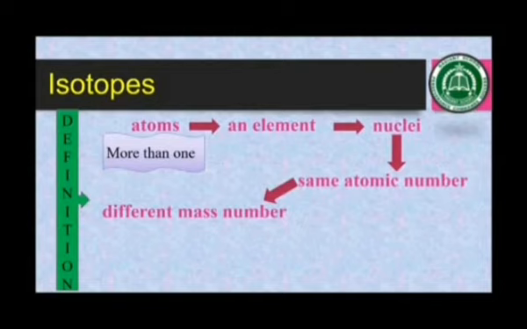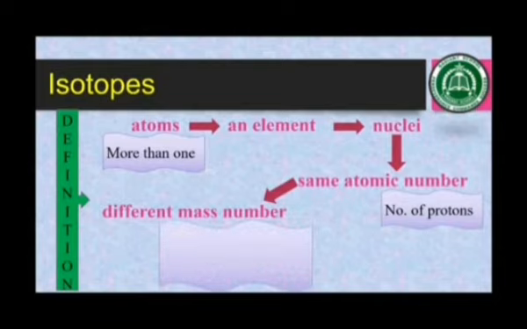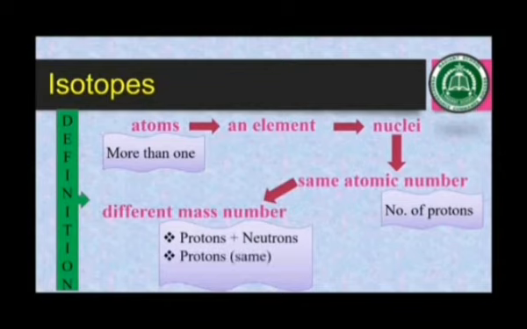So atoms of the same element whose nuclei have the same atomic number. The term atomic number is related to the number of protons. So what is different? Mass number is different, and the term mass number means the number of protons plus neutrons. If protons are the same, so what is different? Due to which a different mass number is there? It means the number of neutrons is different.